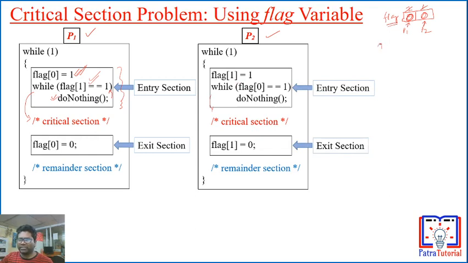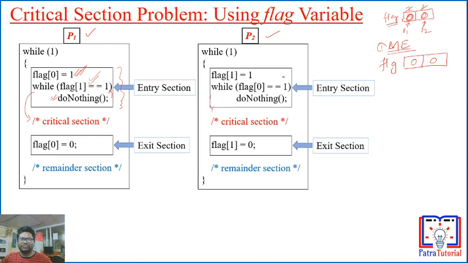So the first one is mutual exclusion. Let me check this one. Suppose initially the flag values are 0 and 0, both false.